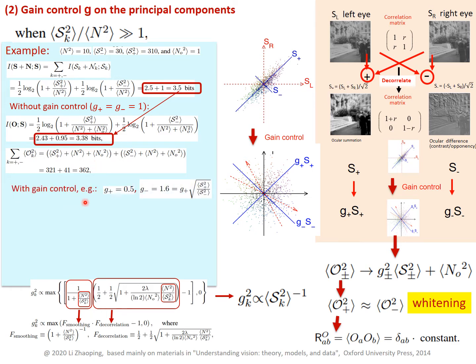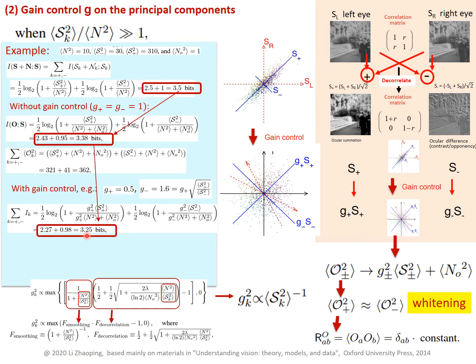If we now apply gain control, what we do is shrink down the signals in the summation channel by a gain less than 1, but expand the signal power in the difference channel by a gain more than 1. These values are according to this whitening formula. Now let's calculate the resulting information in the output. Plugging in all these values, it now comes to 3.25 bits. Almost the same, a little bit reduced.